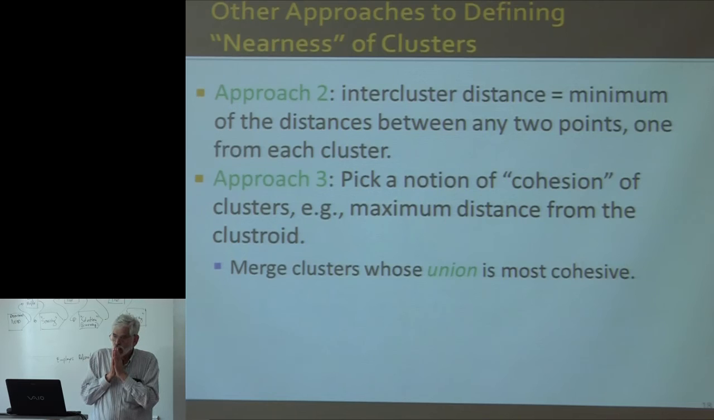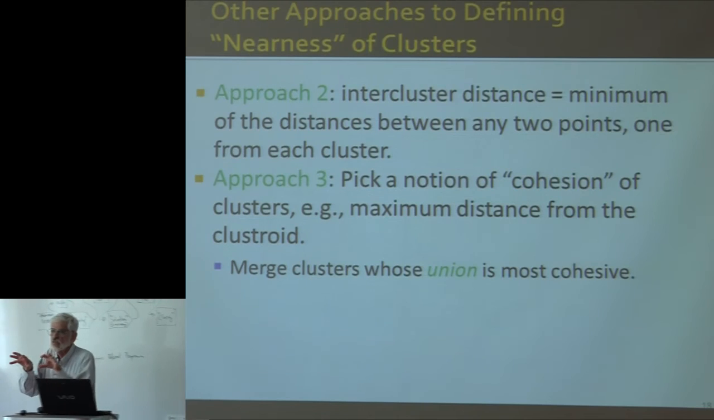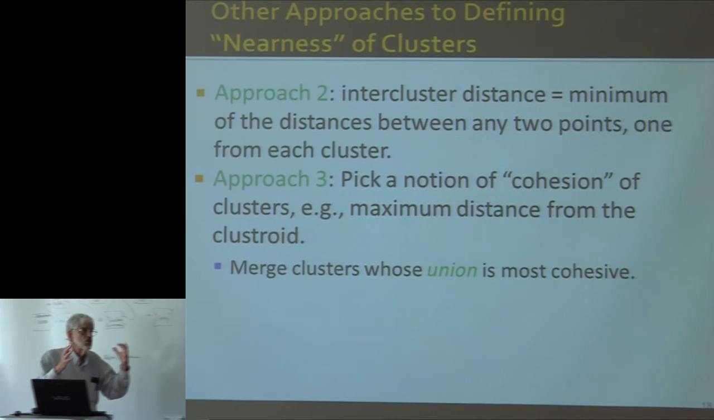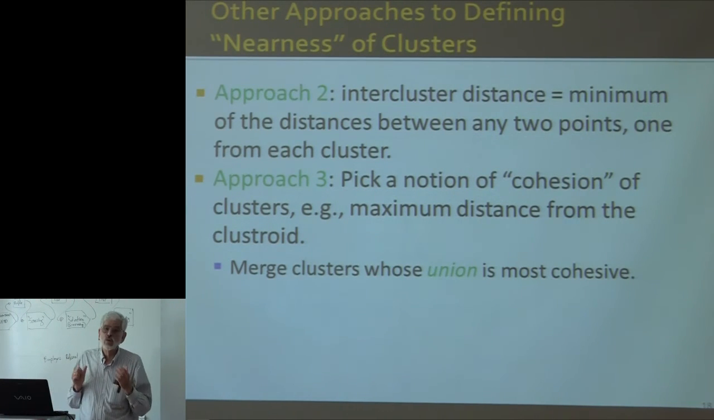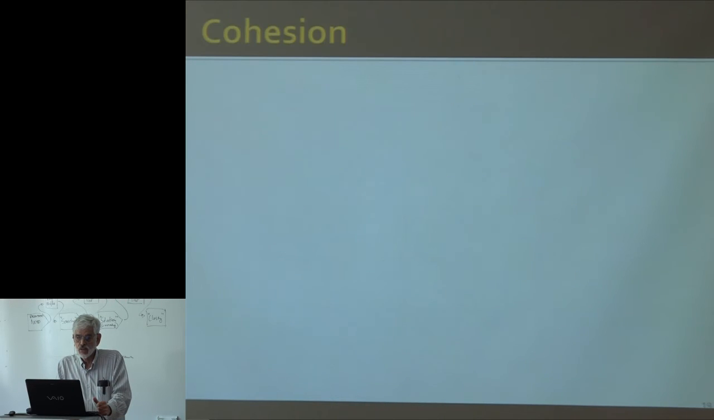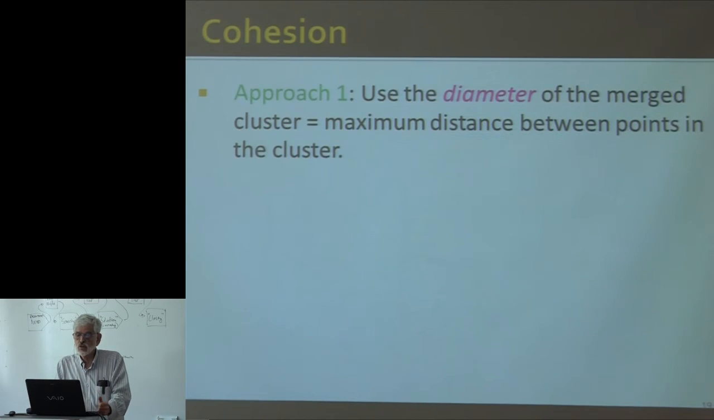In the cohesion-based approach, you don't worry about the locations of the 2 clusters. What you say is, if I were to merge them, would they be cohesive or not? And then the winning pair of clusters to merge are those that give you the most cohesive cluster. You don't really worry about the distance between the 2 clusters.